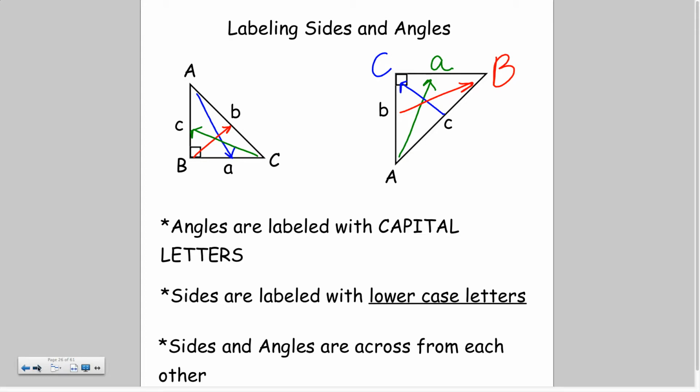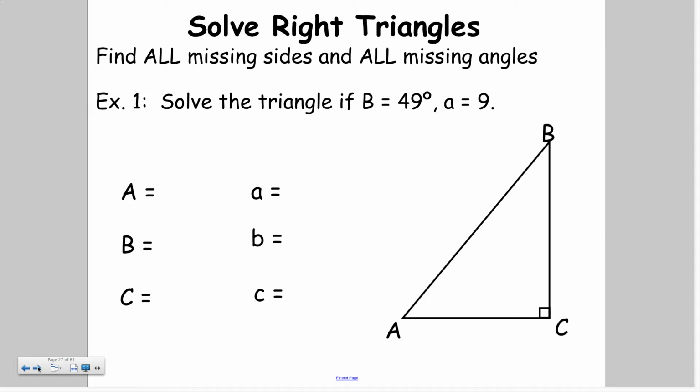All right, now at the bottom of page 13, we want to find all the missing sides and all the missing angles for this right triangle. So you're given the fact that angle B is 49 degrees, so we're going to fill that in. So we know that that's 49 degrees. And side A is 9. So remember, angles are across from their sides, so side A is going to be there.